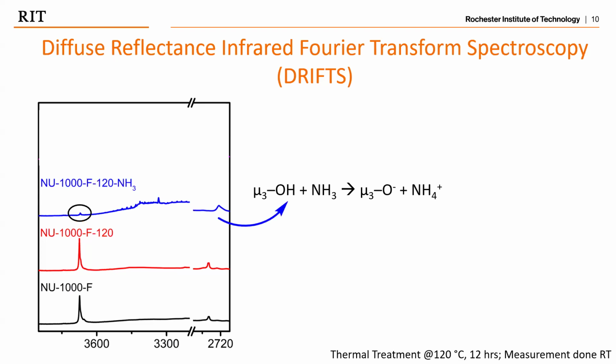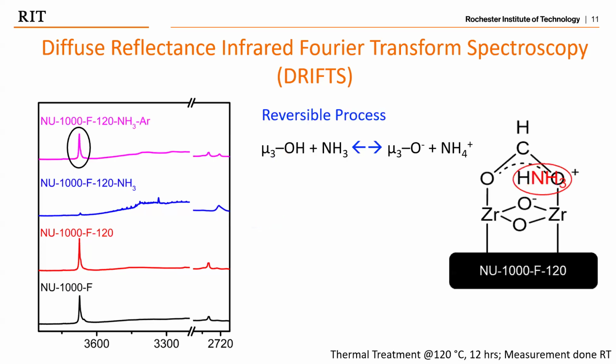The proton just transferred to the ammonia. After that, we introduced argon and saw the OH peak generated again. So it's telling us this is a reversible process, going from right to left. This indicates the proton generates this NH4+.